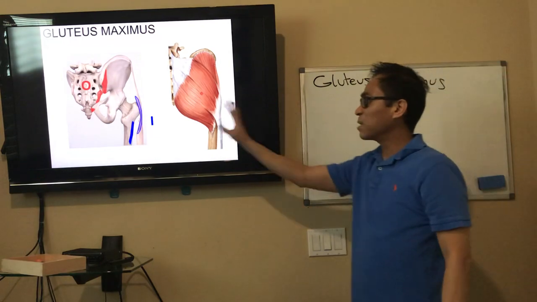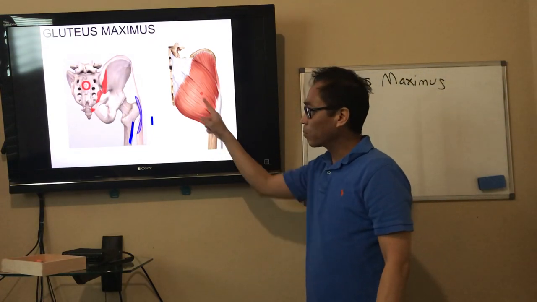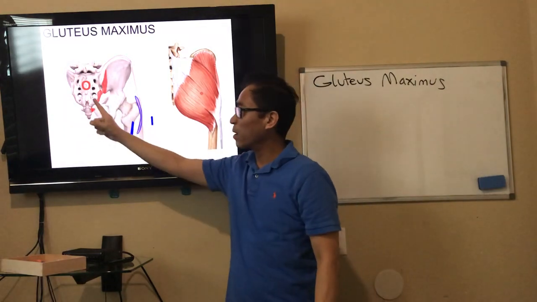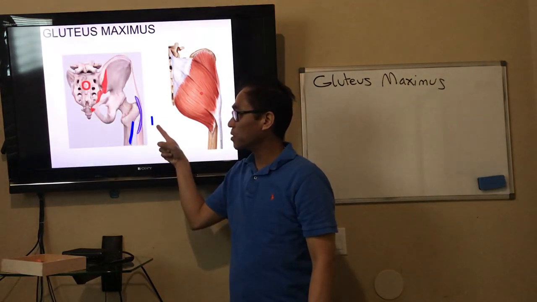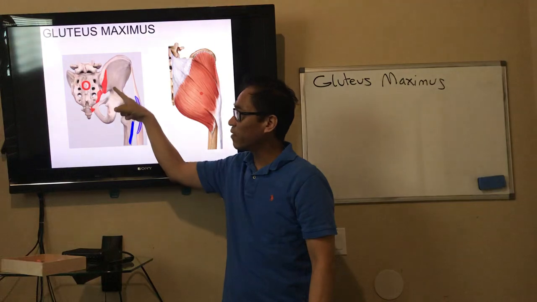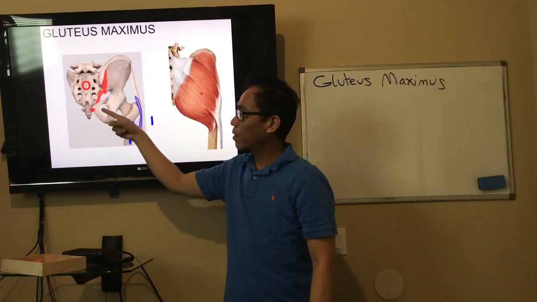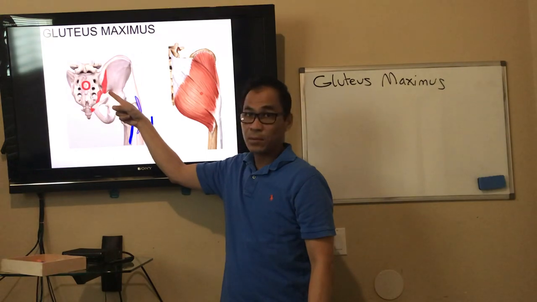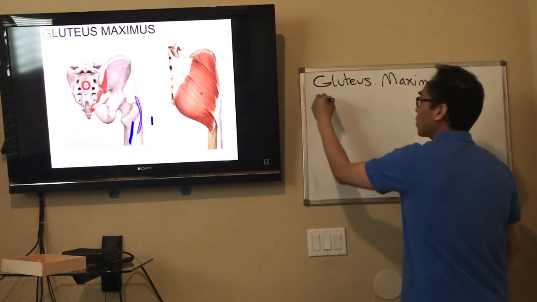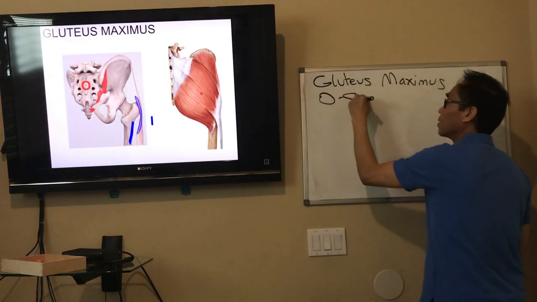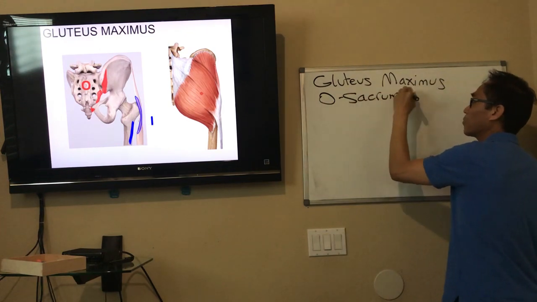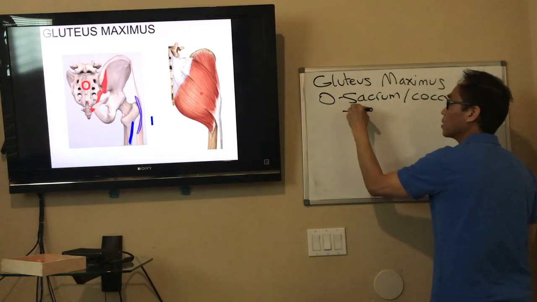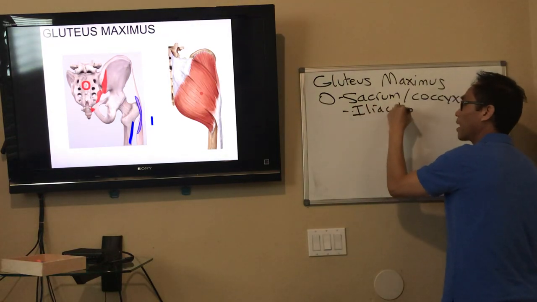So there's the muscle isolated there. It's a big, broad muscle. And the attachments are right here, the O for origins and the insertions down here. So the origins, everything highlighted in red, I want to call that sacrum coccyx as well as iliac bone. Origin, sacrum coccyx as well as iliac bone.